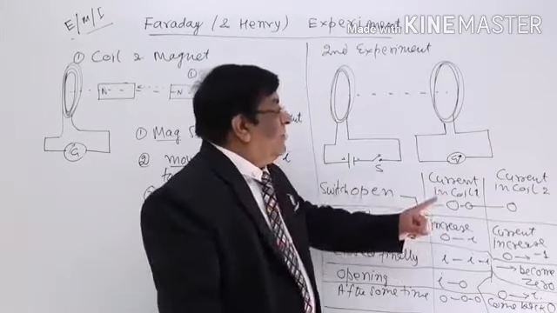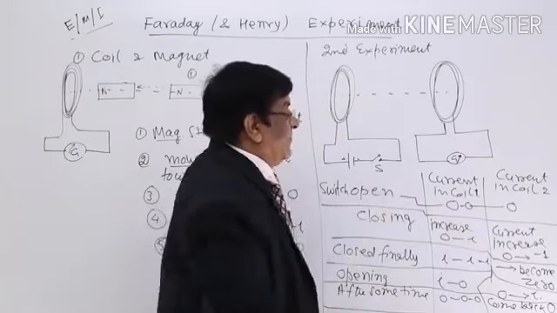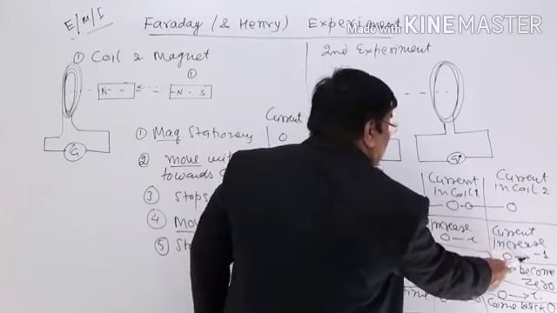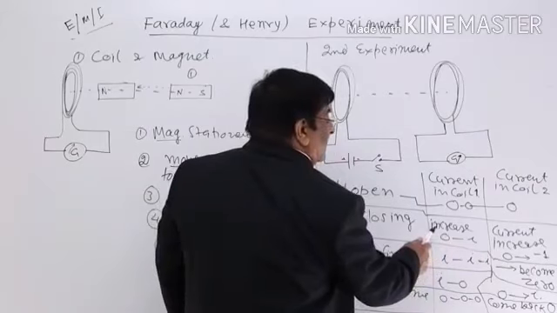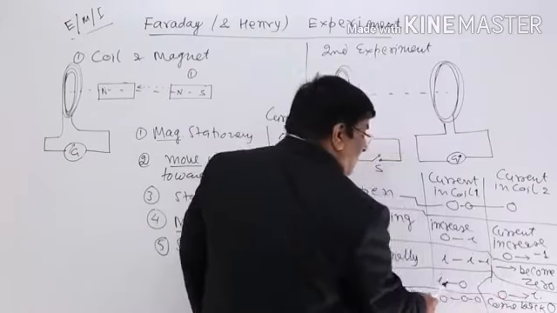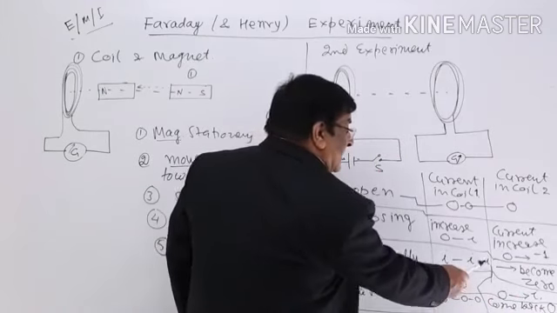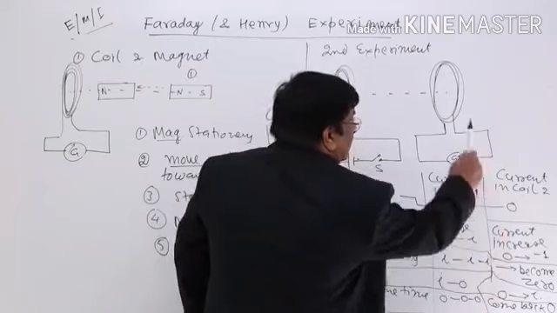So, current 0. You have seen, see current now. When there is current here, what is happening in coil 1? Current is increasing. When there is current, what is happening? Current is decreasing. If the current is not decreasing in coil 1, it is 0.